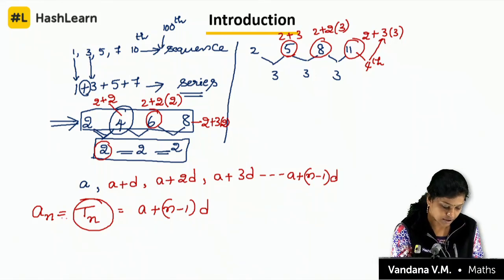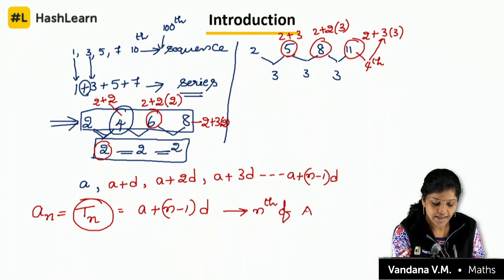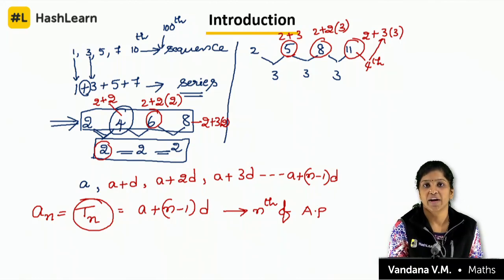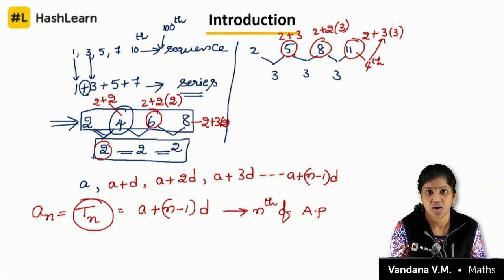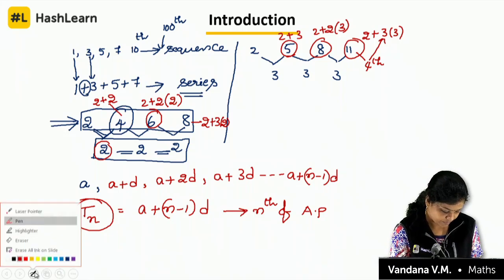This is the nth term of AP. Nth term means, how to find out the 100th term, the 200th term, that is, the general term I require. That is called the nth term.